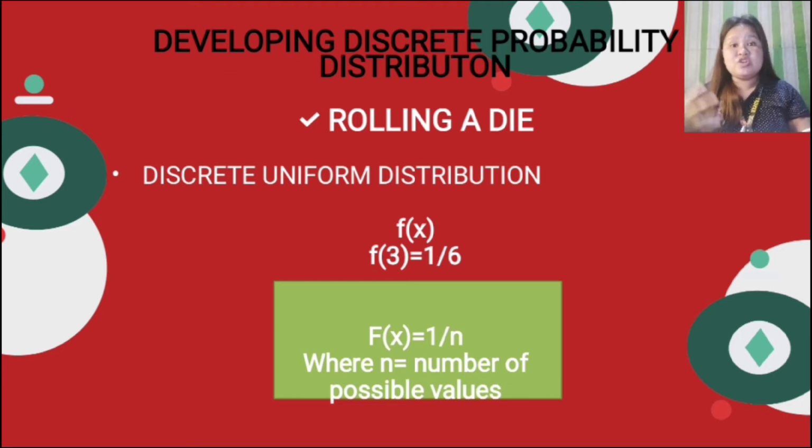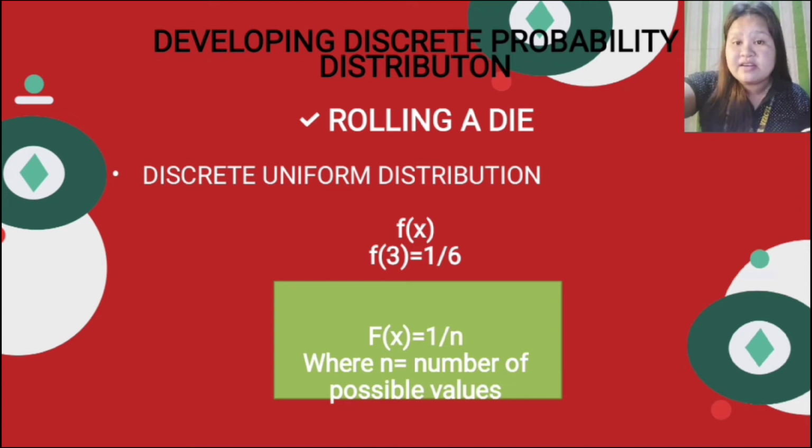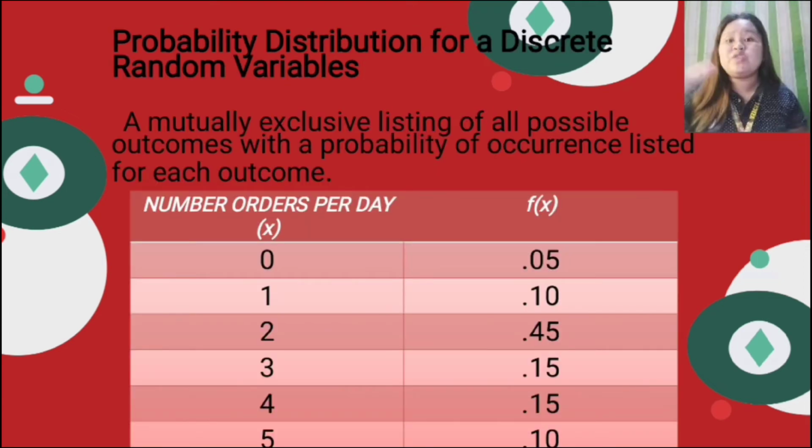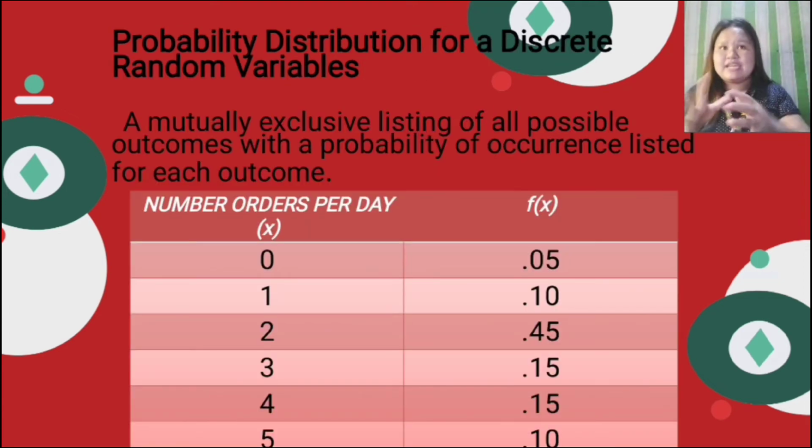So it is uniform. So n here is 6. So what we have seen listed in the tabular format is called a probability distribution for a discrete random variable. It is a mutually exclusive listing of all possible outcomes with a probability of occurrence listed for each outcome.